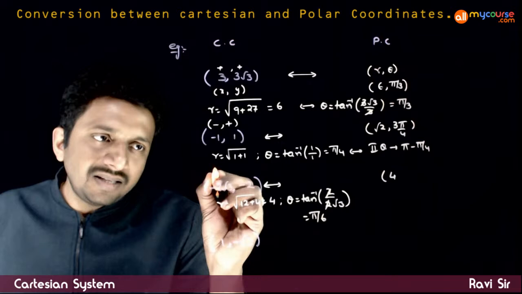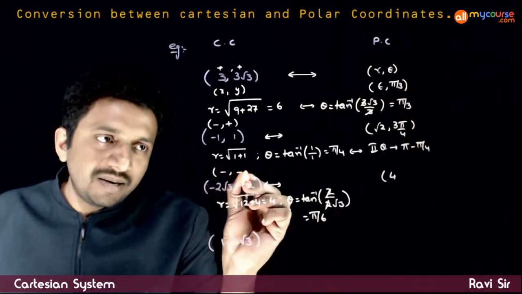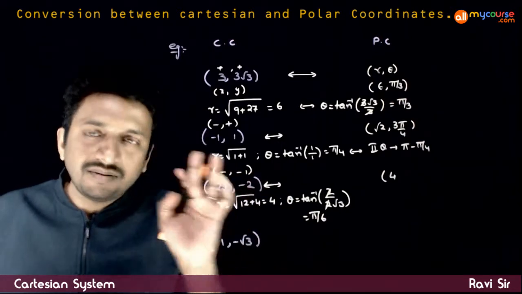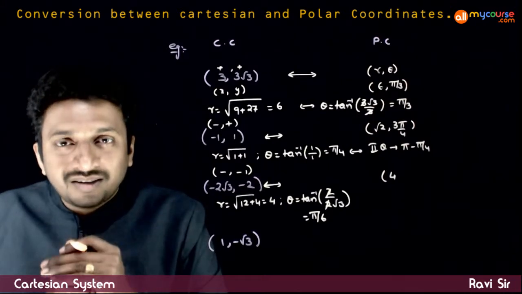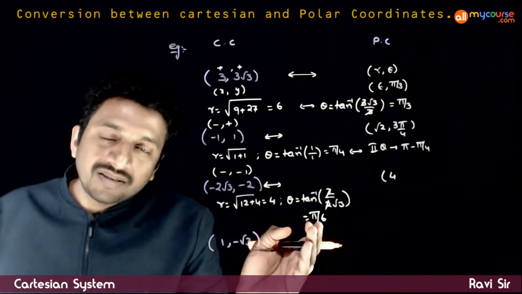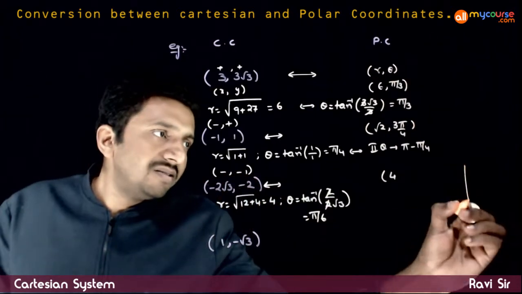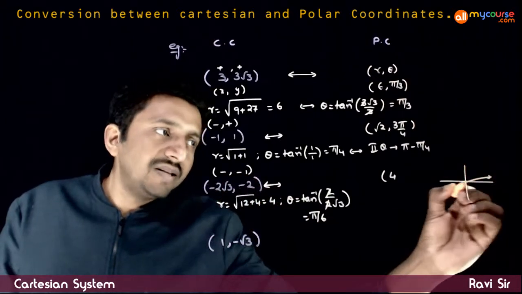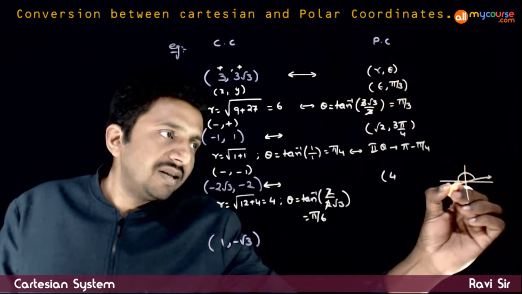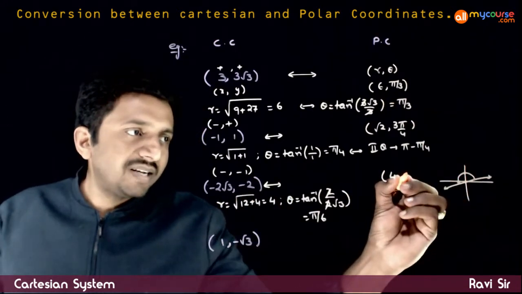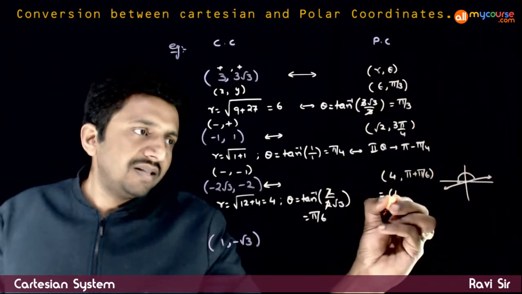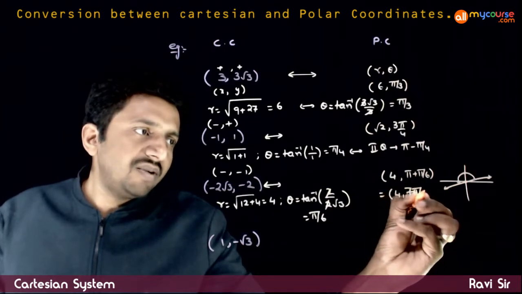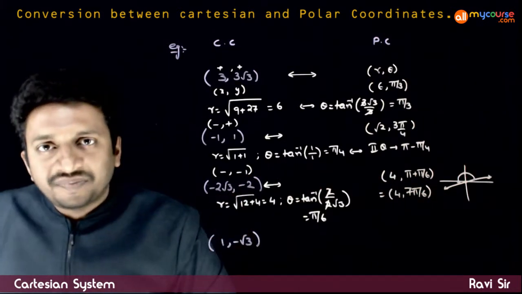Now go to the signs of the coordinates, minus and minus. X coordinate is negative, y coordinate is negative. So you want an angle in the third quadrant. So what is the allied angle to pi by 6 in the third quadrant? If you draw the coordinate system, this is pi by 6. The allied position is pi plus pi by 6. That is 7 pi by 6 is the answer.